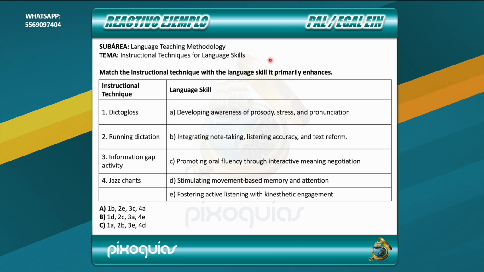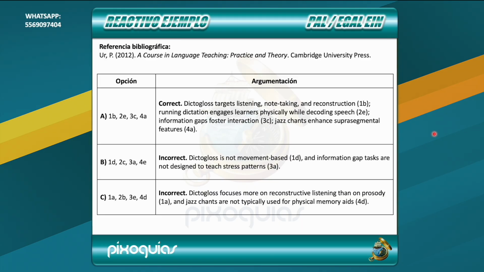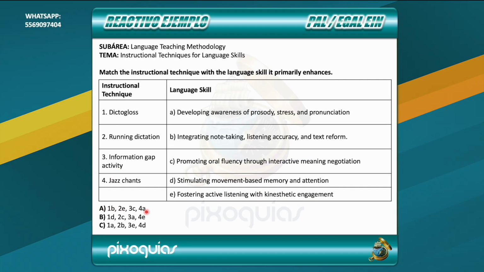This exercise is from the topic Instructional Techniques for Language Skills. Match the instructional technique with the language skill it primarily enhances. We can see that the correct answer is A. So we can see that the correct match is this, and we have the instructional technique and the language skill. The instructional technique 1 is dictogloss, matched with B, that is, integrating note-taking, listening accuracy, and text reformulation. While 2 is running dictation with E, fostering active listening with kinesthetic engagement. 3, information gap activity with C, promoting oral fluency through interactive meaning negotiation. And finally 4, minimal pairs, developing awareness of prosody, stress, and pronunciation.